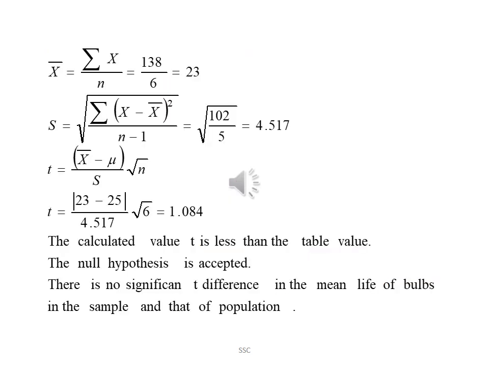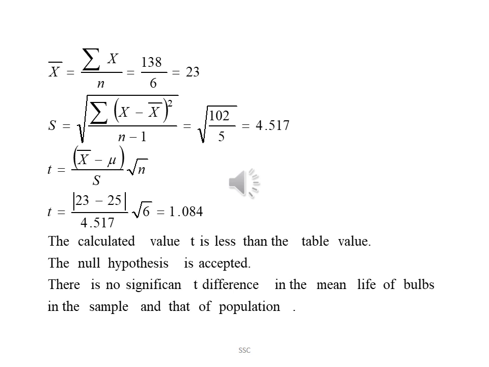The x bar formula is summation x by n. The total of x is 138, divided by n, the number of items. 138 by 6 is 23. 23 is the mean of the sample, x bar. S is root of summation x minus x bar whole squared by n minus 1. The last column total, summation x minus x bar whole squared, is 102. Under the root, 102 by 5, it will be 4.517, which is the standard deviation.